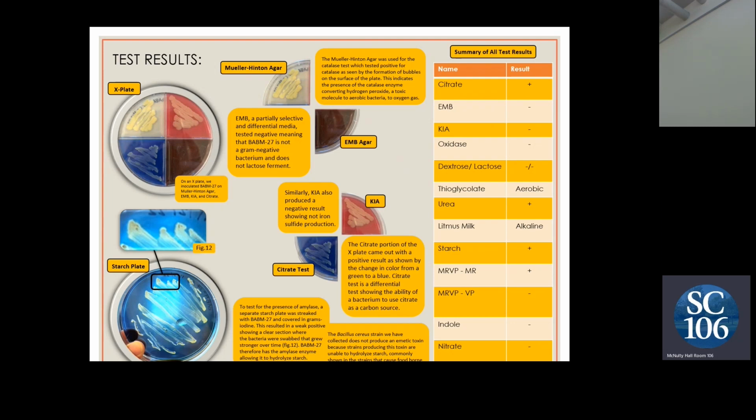The final metabolic test we ran was on the starch plate, which came back as a positive, albeit a weak positive. But what this means is our bacteria can hydrolyze starch. It has the amylase enzyme.